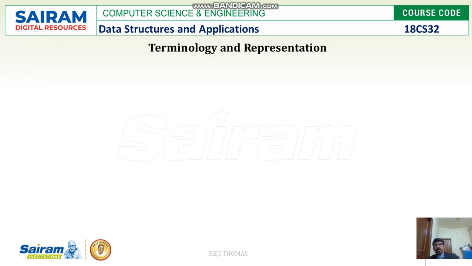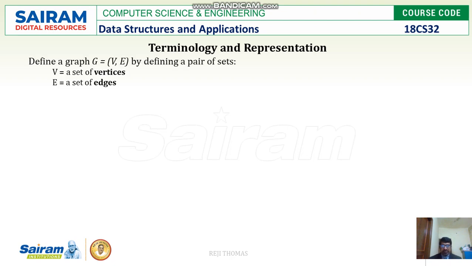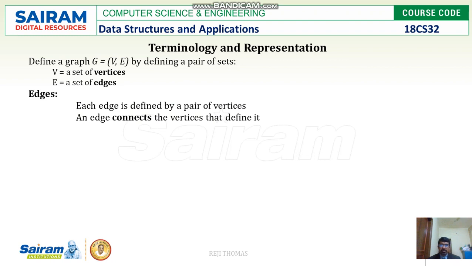So let us see what are the terminologies we use to represent a graph. As I told, it's a collection of vertices and edges. So we put them in a pair. V stands for vertices and the letter E normally represents edges. Edges are defined by pairs of vertices, and vertices are also known as nodes.